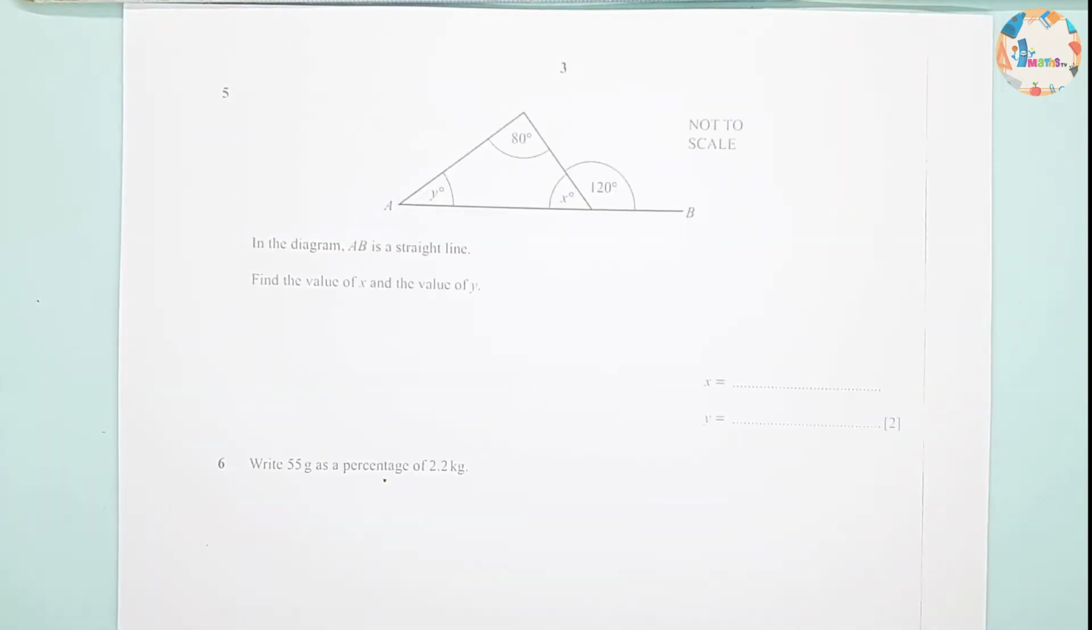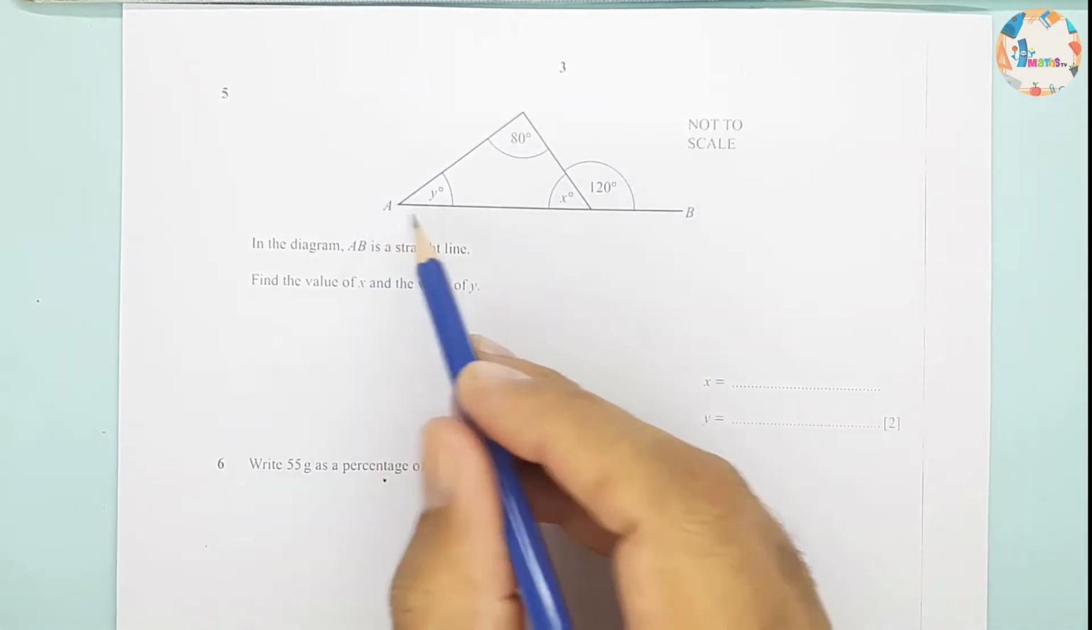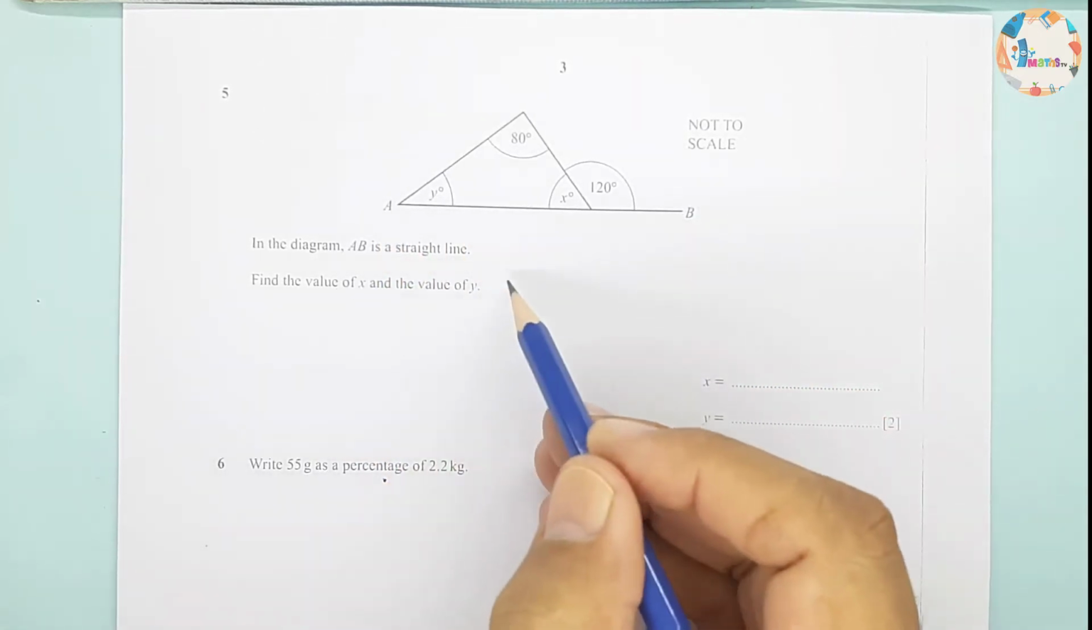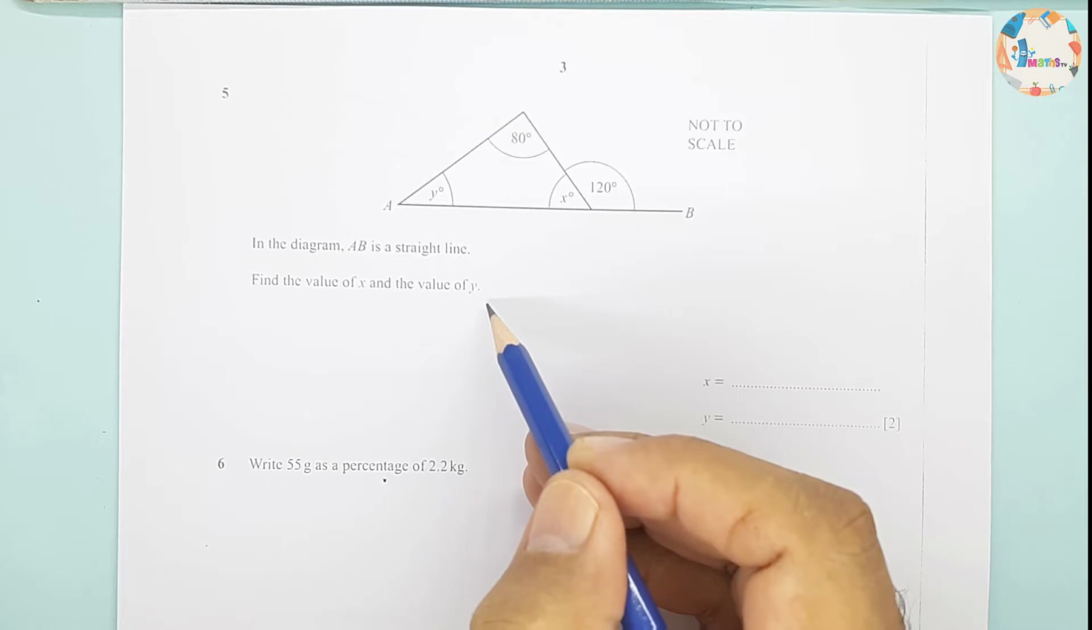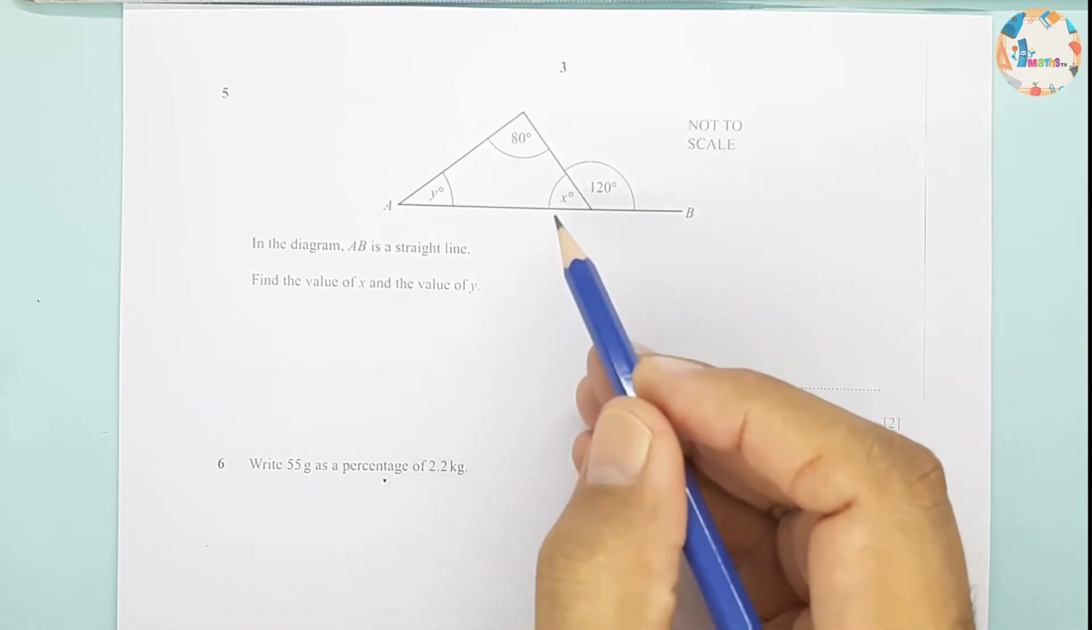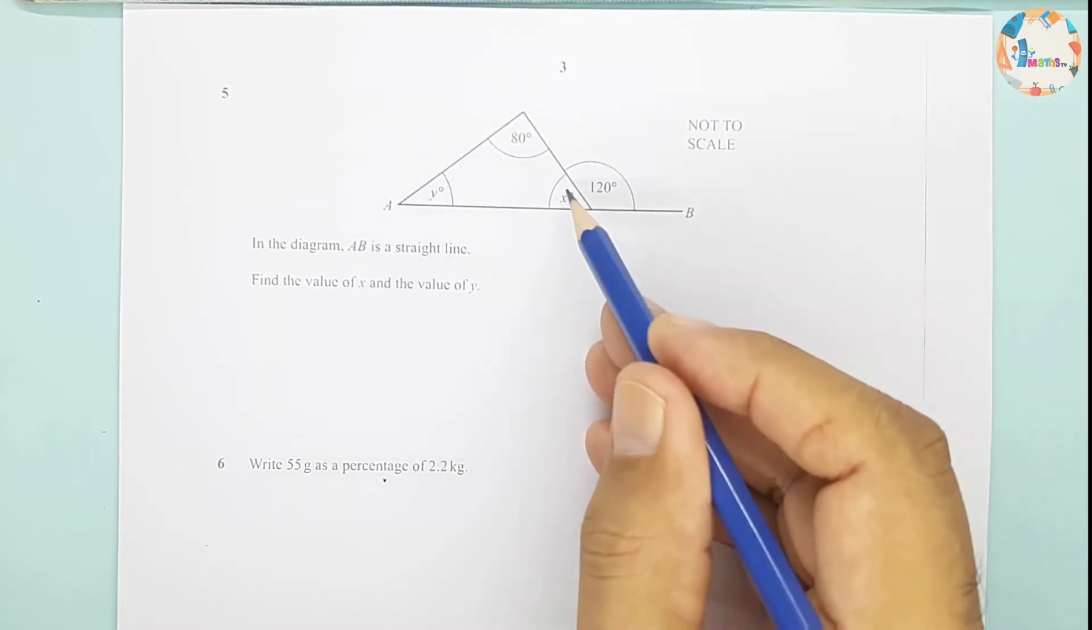Here comes question number 5. A triangle is given, basically a diagram which is not to scale. In the diagram, AB is a straight line. Find the value of x and the value of y. So this angle and this angle are required.